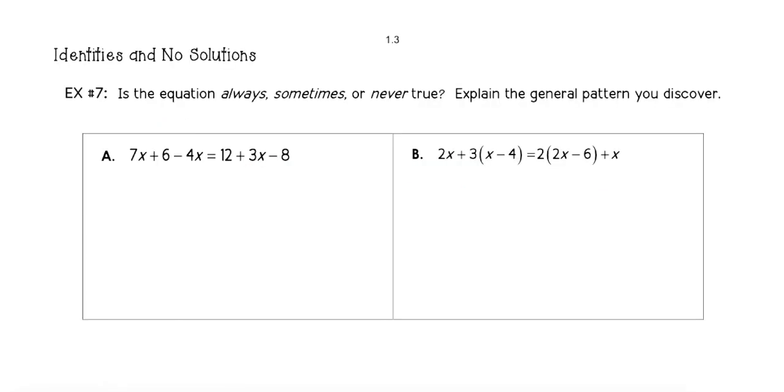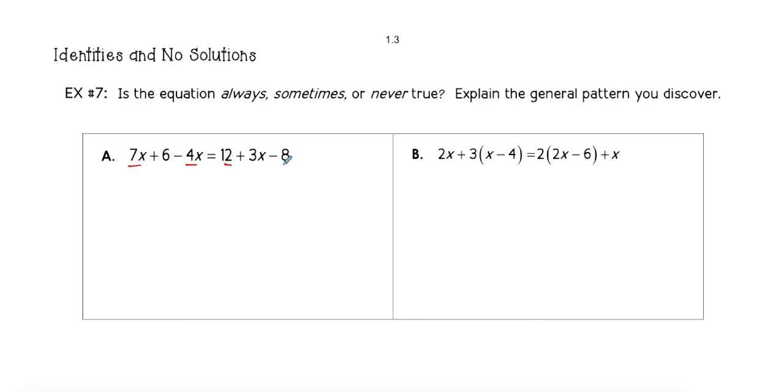All right, let's go to our last page. Oh, this is fun. It wants to know, is this always, sometimes, or never true? All right, let's go ahead and solve. First we want to simplify both of these sides and figure out, is this always true, never true, or sometimes true? So start by simplifying. Step one, I'm going to combine my like terms.